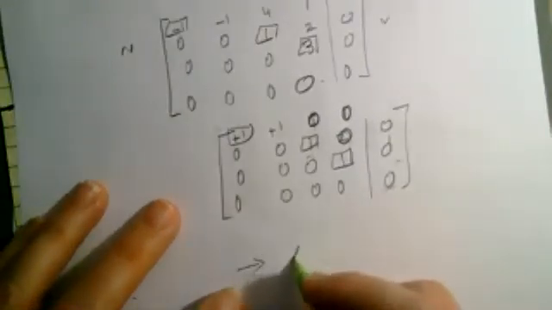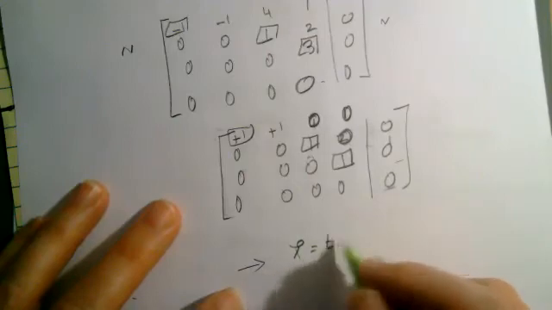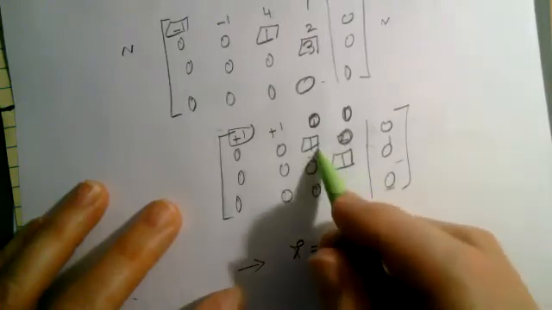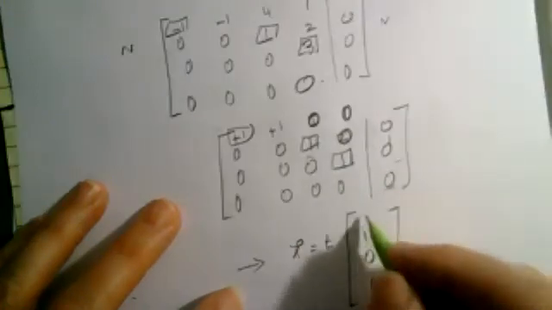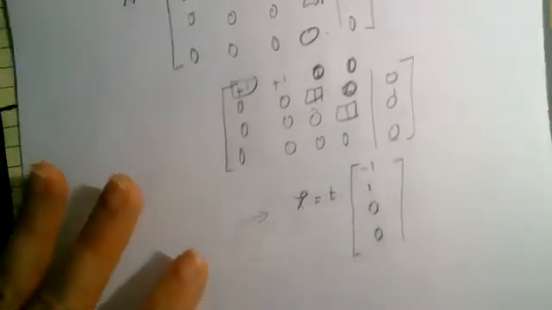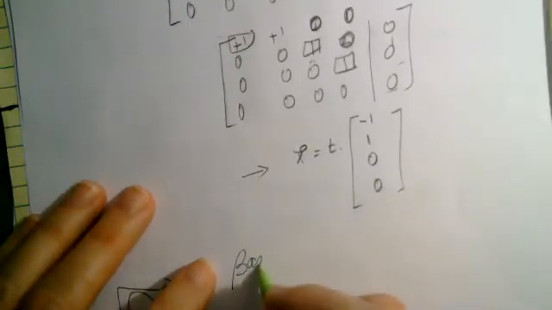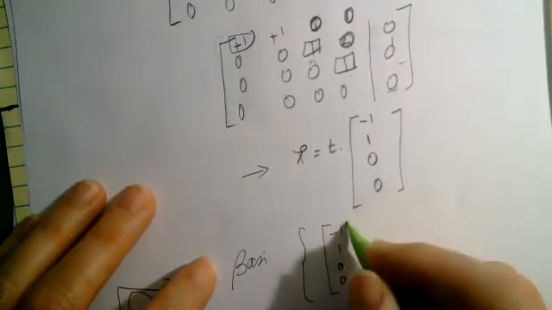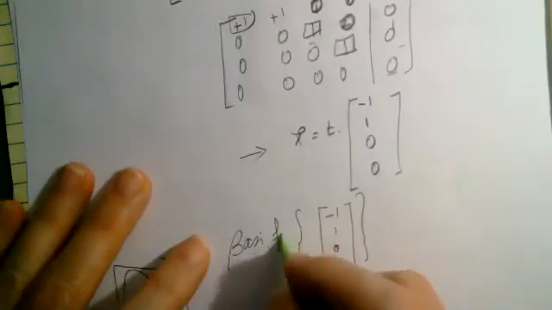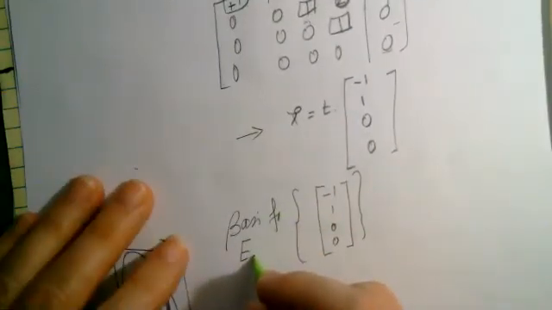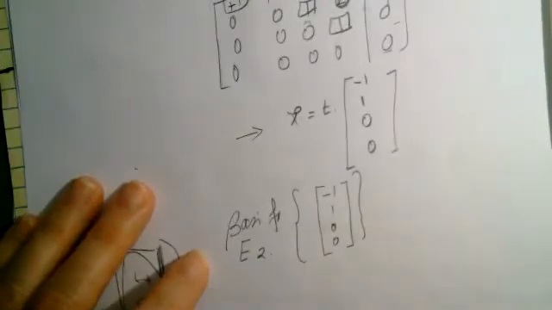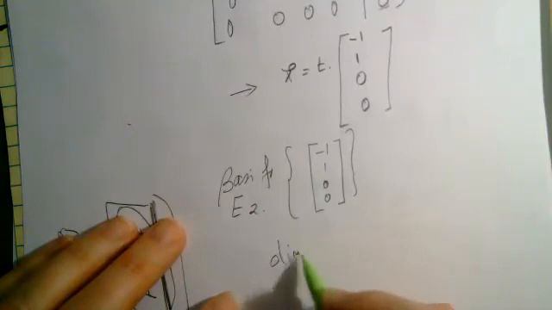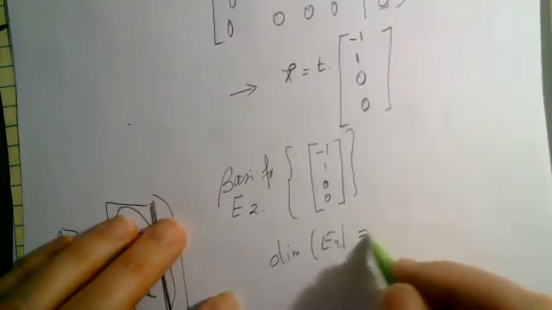So x will be equal to, I have one free variable t. And this, I get 0 for that. I get 0 for that. I get 1, and I get minus 1. So the basis, granting I didn't make a lot of mistakes, which I have a hunch I did, is 1, 0, 0. That's the basis for E2. So it means that the dimension of E2 is equal to 1.